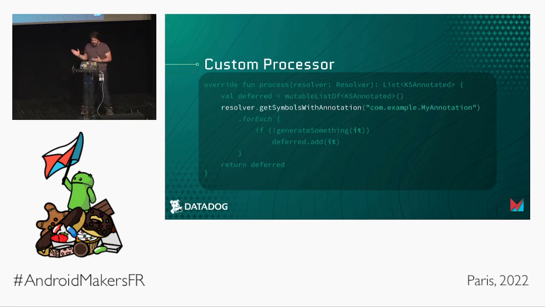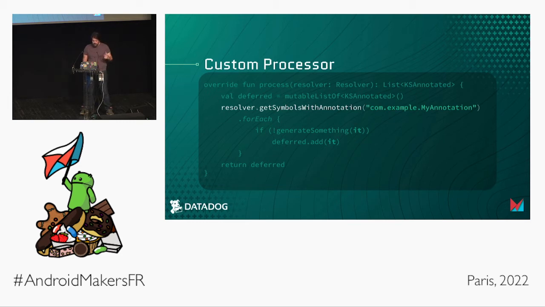So one of the easiest things: the resolver is basically your access to the code base. You can say, okay, give me all the files, or give me all the declared types, or this one, which is very useful, getSymbolsWithAnnotation. So you say, okay, I have a com.example.myAnnotation annotation, and I want all the symbols that are annotated with it. Maybe it's going to be classes or interfaces that have this annotation, or functions, properties, anything that you can add an annotation on in Kotlin.